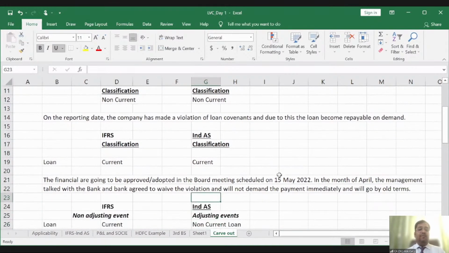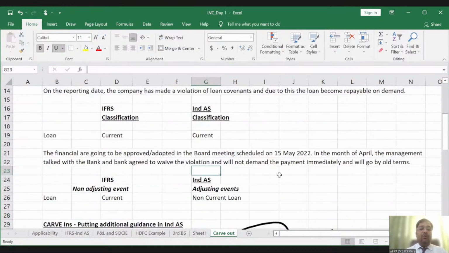Now some other information is also given. The financials are going to be approved or adopted in the board meeting scheduled on 15 May 22. In the month of April, that is between the reporting date and approval date of the financial statements, the management talked with the bank and the bank agreed to waive the violation and will not demand the payment immediately and will go by the old payment terms, right? So friends, in IFRS, IAS 1 and IAS 10 say that it is a non-adjusting event. So you are required to continue to show this loan as a current loan and you have to give the proper disclosure in the notes to accounts.